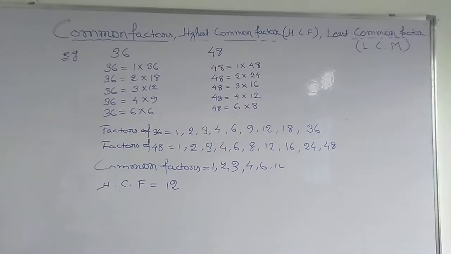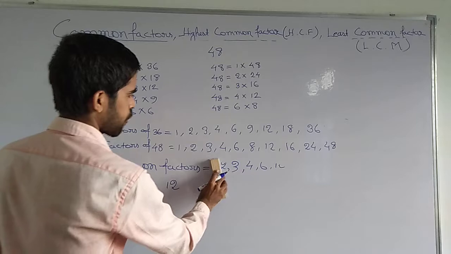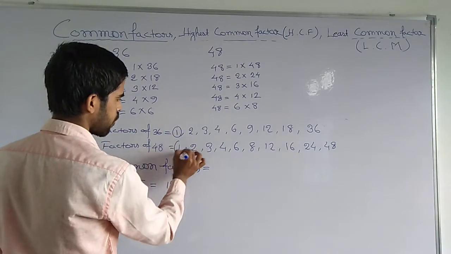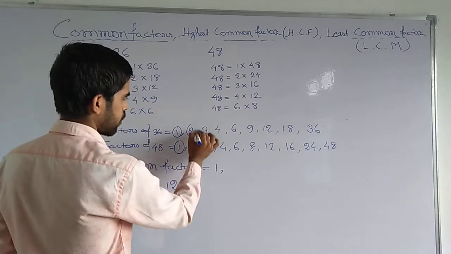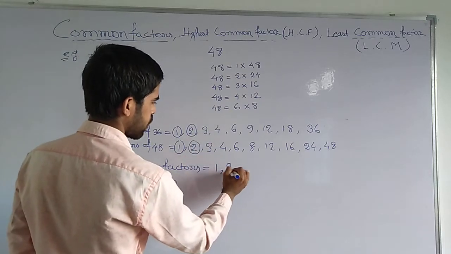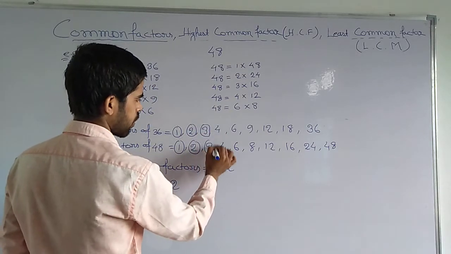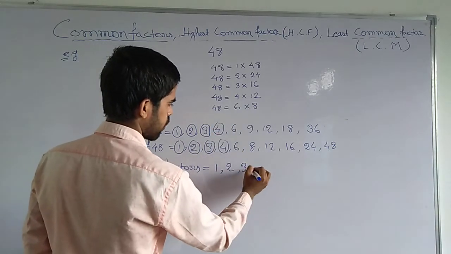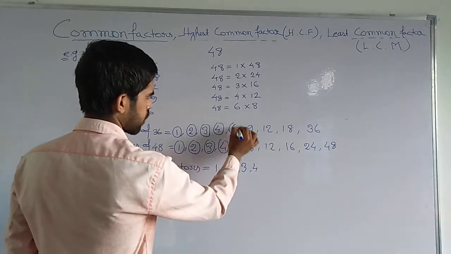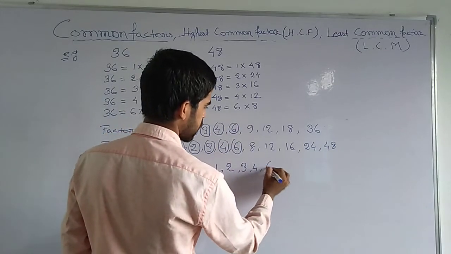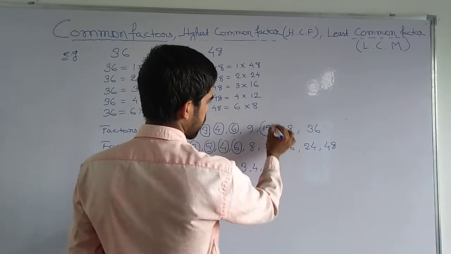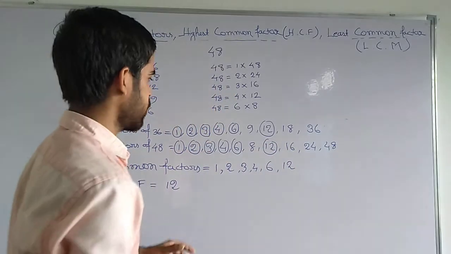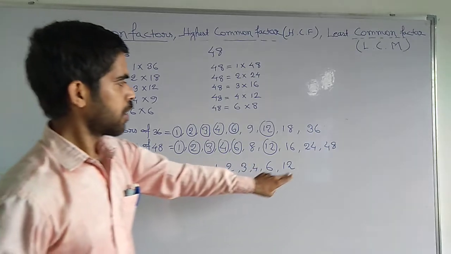Now from there, you see 1 is common, so write down 1, and 2 is common, write down 2. 3 is common, write down 3, and 4 is common, write down 4. 6 is common, write down 6, and now 12 is common, write down 12. After that, no other number is common.